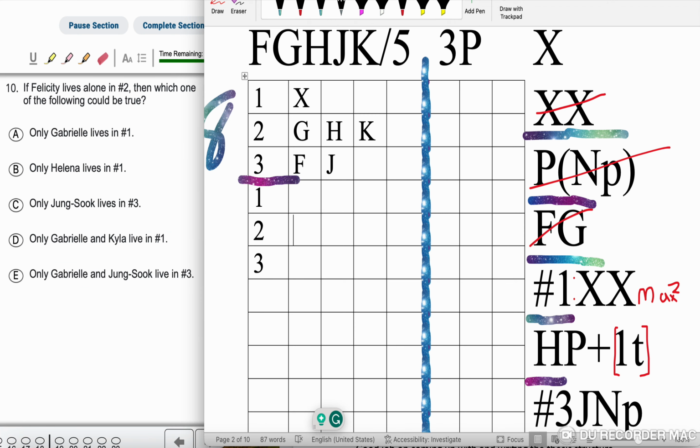Question 10. If F lives alone in 2, then which of the following could be true? So right now we're going to go ahead and put F in 2 in both worlds. Make sure you signify that F is going to be by itself. J is going to be a non-pet owner, so that's going to be true in both worlds.